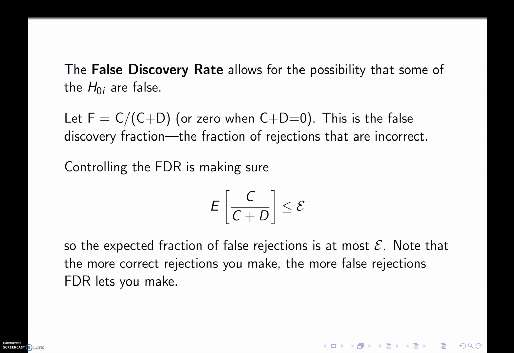So this is a more lenient criterion than what we had discussed, because it's not saying we don't want C to be 0. C can be a positive number. We can make a few false rejections. But if C gets too big relative to D, that's when we start getting into trouble.